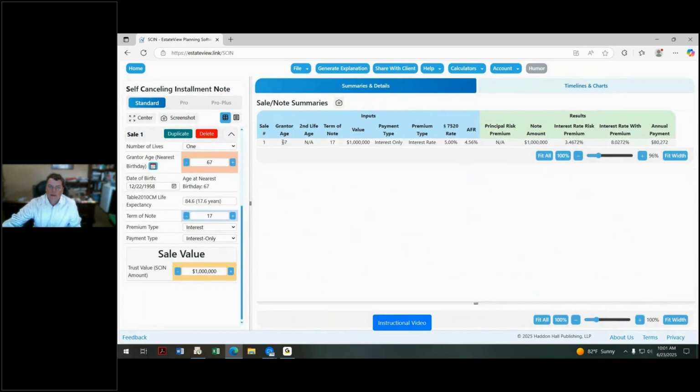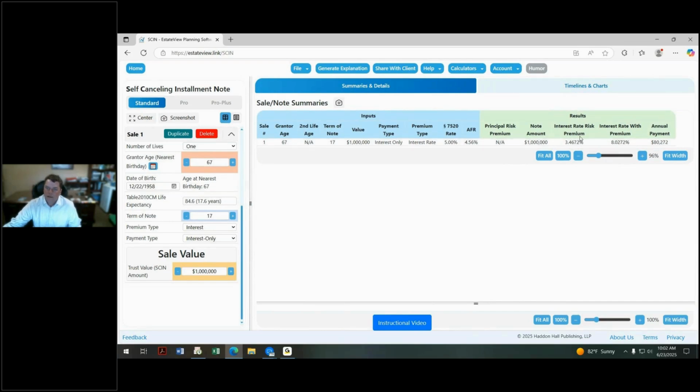what we have here, again, is our summary screen. So we have the grantor's age 67. Second life, we didn't pick it. Term of the note, 17 years, $1 million. Interest-only payment type, interest rate for the premium. 75/20 in the AFR are picked based on what we've input before. We're not using the principal risk premium. Again, it's a $1 million note.